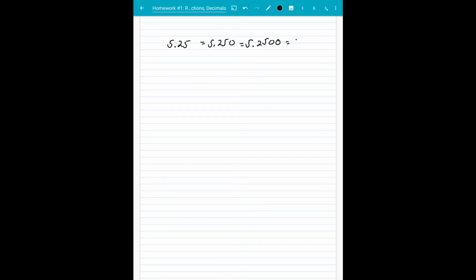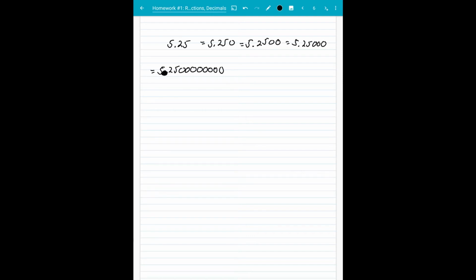5.2500 is the same thing. 5.25000 is the same thing. I can have as many zeros as I want to the right of the decimal. And the decimal's right here. I can have an infinite amount of zeros or trailing zeros at the very end as I want.